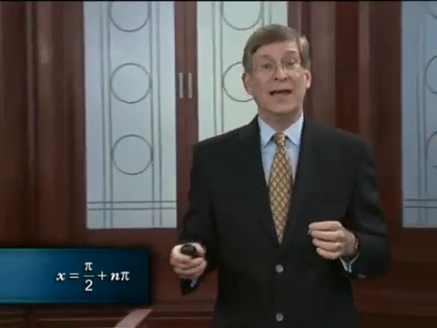And we write this in the following compact form. Pi over 2 plus n pi, and n can be any integer. So that's a list of all the bad points. In fact, that is a list of all the vertical asymptotes.